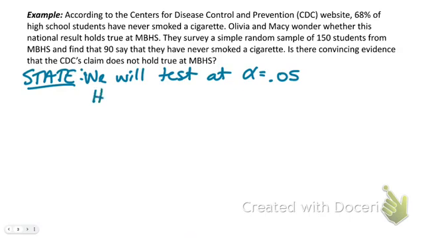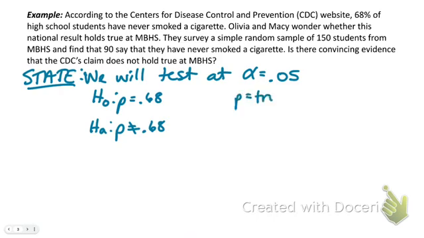All right, our null hypothesis is that P is equal to the national average of 0.68. The alternative: it says that Olivia and Macy wonder whether this national result is true here, and is there convincing evidence that the CDC claim does not hold true here? So we're wondering, is it 68 or is it not 68? So what would be our alternative hypothesis? Not equal. Yes, P does not equal 0.68. Also, we're doing two-sided today.